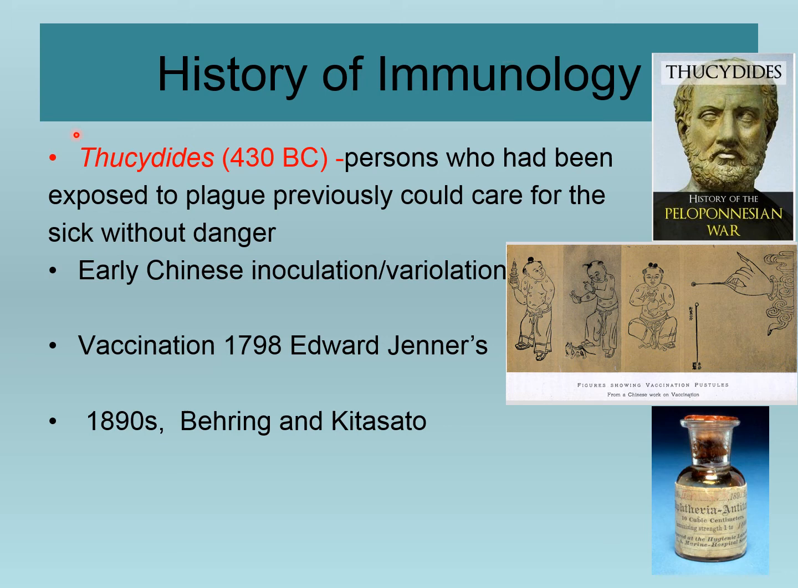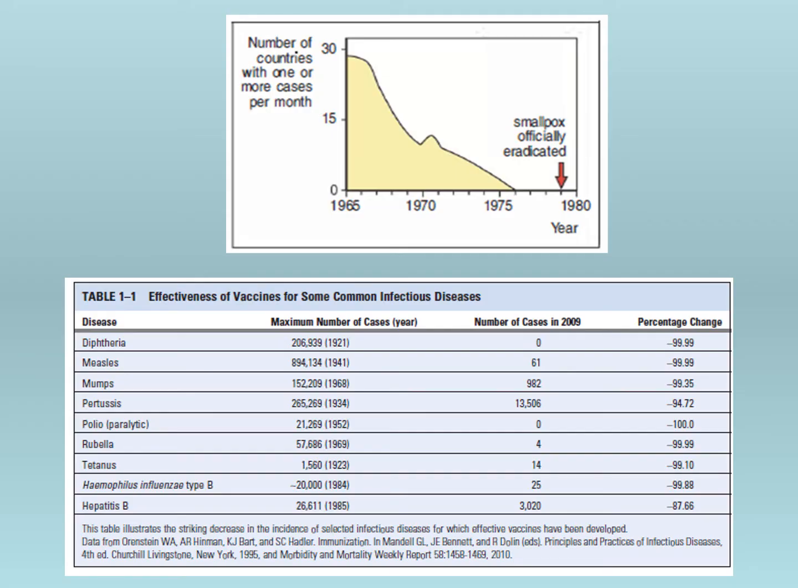Thanks to the knowledge of immunology, in 1980, smallpox was the first disease that was eradicated worldwide through a program of vaccination, according to WHO. As you can see from this graph, the number of cases of smallpox from 1965 reduced gradually to 1975, and finally in 1980 they were eradicated thanks to the vaccination program.